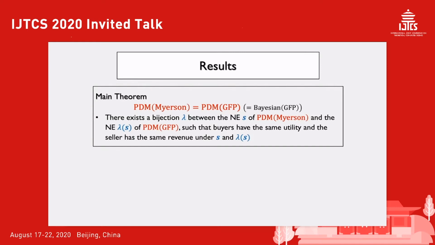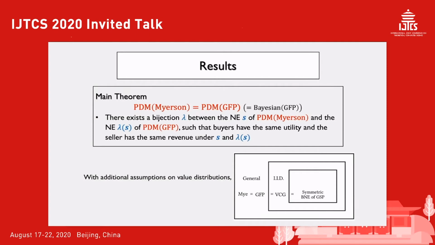Before presenting the proof, I will show you some other results. Our main theorem holds for general value distributions. As long as buyers have independent but possibly non-identical value distributions, Myerson's auction and GFP are equivalent under the PDM model.